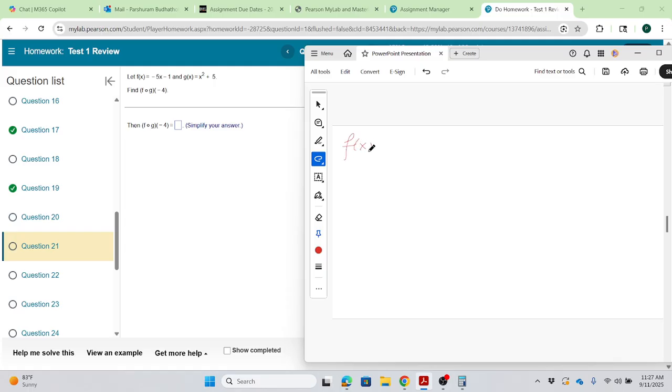is given, which is negative 5x minus 1. g of x is also given, which is x squared plus 5. You want to find out f composite g. Let's find it first for x, and then we replace this x by negative 4 to answer this question.